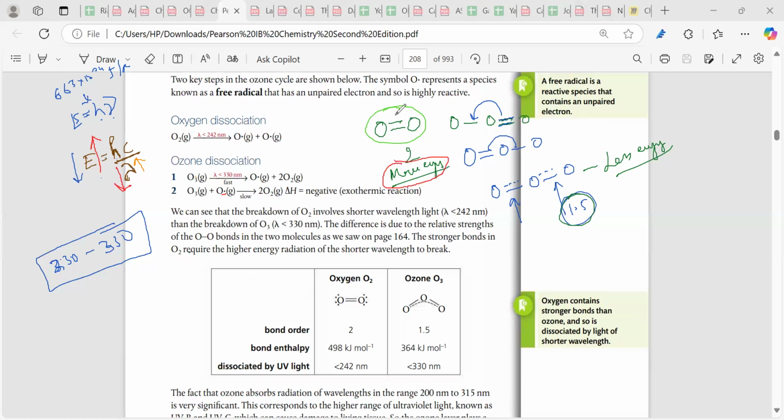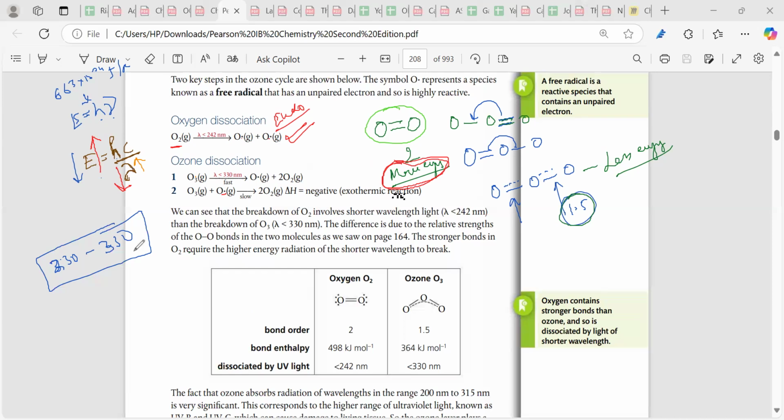Sorry, my bad. Oxygen needs a higher energy to break, isn't it? So what happens? The first reaction is that oxygen will break down into O dot and O dot. This is an endothermic reaction because it needs energy to break.